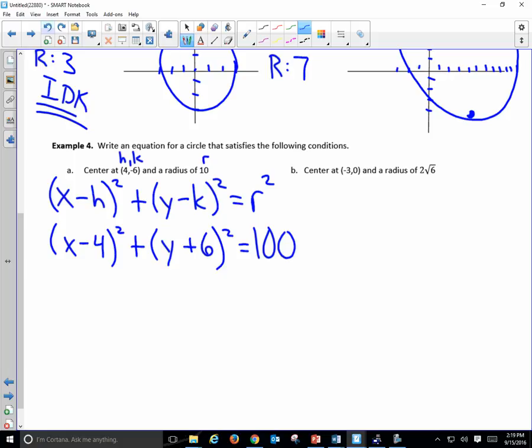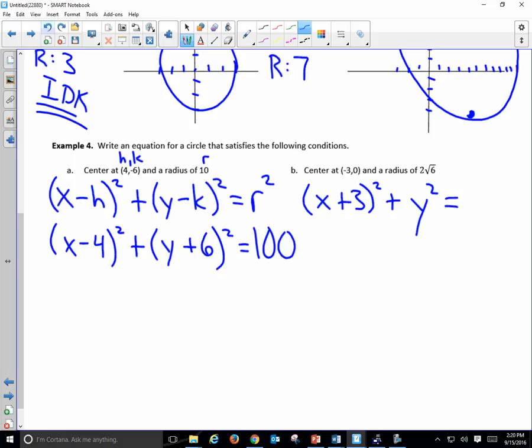Center at -3, 0. So what do I plug in for h? So what will it look like? X minus or x plus? X plus 3 quantity squared plus, what do I put in for k? What is y minus 0? Just y, right? So if it's 0, you don't have to use the parentheses. You could just put y squared.